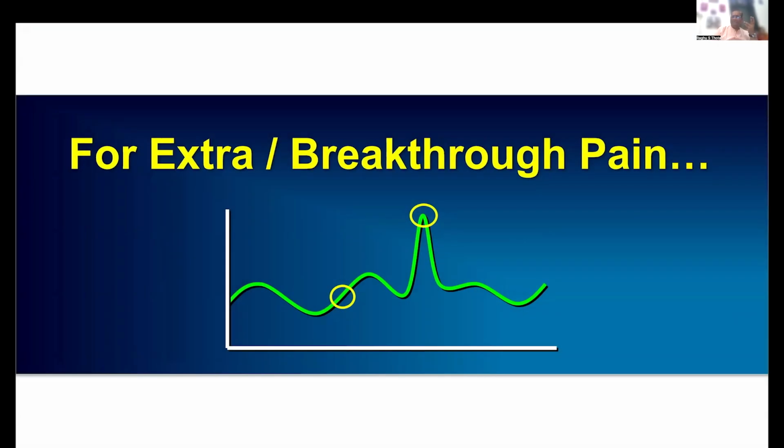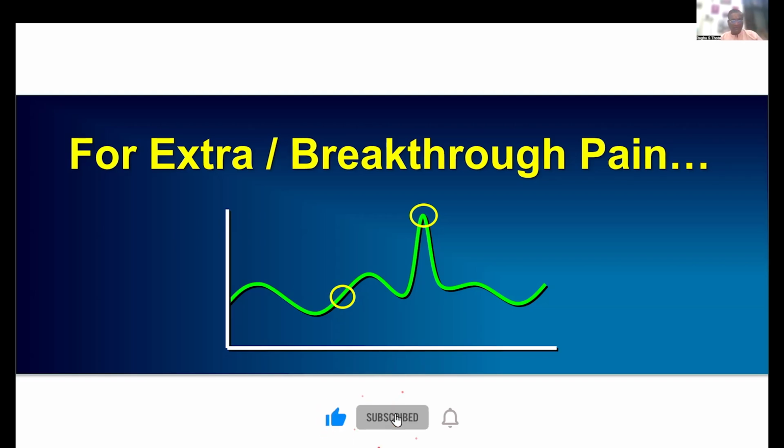And everyone might be aware what exactly a breakthrough pain is. One thing we have to remember is that it has to be the same pain which the patient is experiencing. It is not something, for example, where I'm having a back pain and I'm having good relief, and all of a sudden I have an abdominal pain. That is not called a breakthrough pain. That could be classified as a crisis. It's a different thing. So breakthrough pain has to be the same pain.